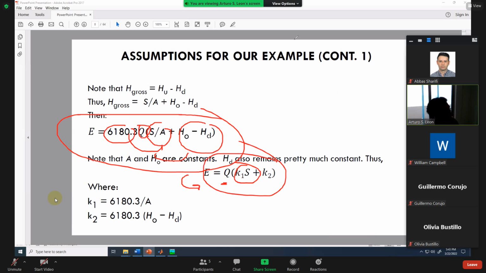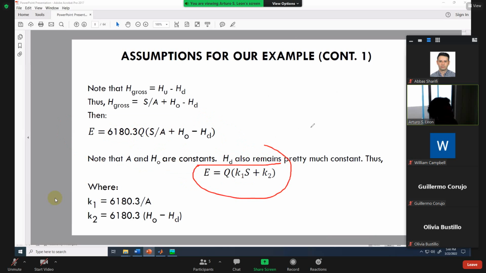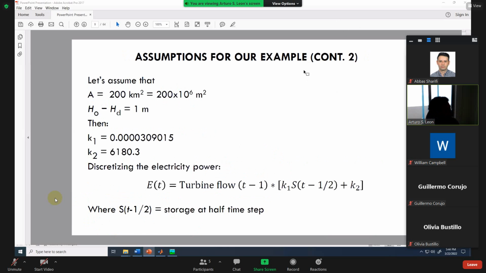So this is in general, because we want to simplify this. K1, if you substitute here, will be given by this, and K2 will be given by this. Then we can put some examples. Let's say the area of the reservoir is 200 square kilometers. Let's say the head between upstream and downstream, H0 minus HD, is 1 meter, and then you have these coefficients K1 and K2. You can calculate those values.